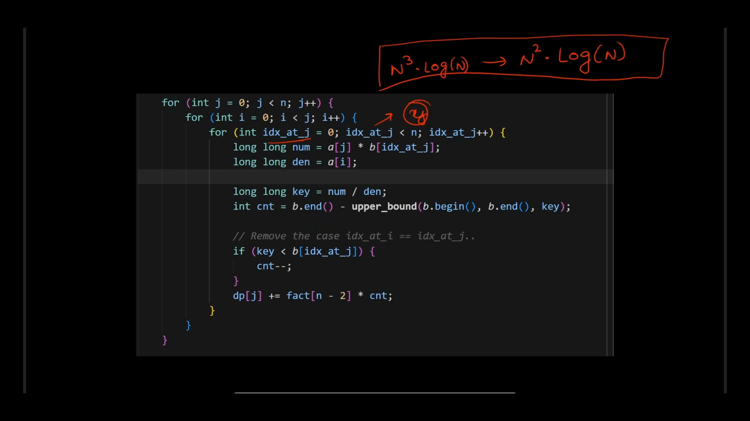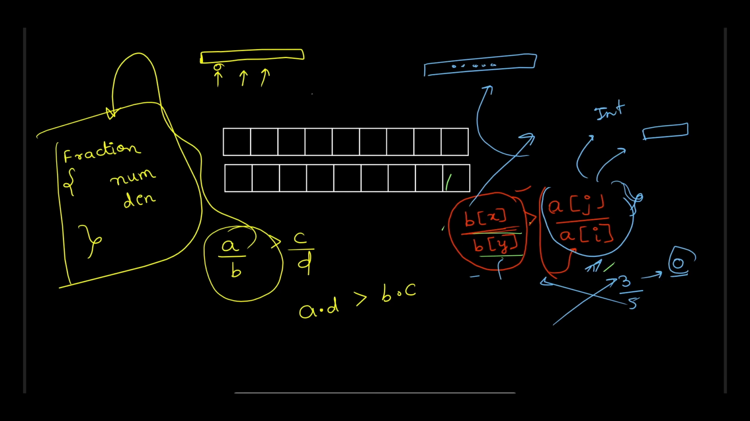And then finally, if I also asked you to print the expected value of the number of inversions if I permute B randomly, again, same strategy. There are n factorial ways.